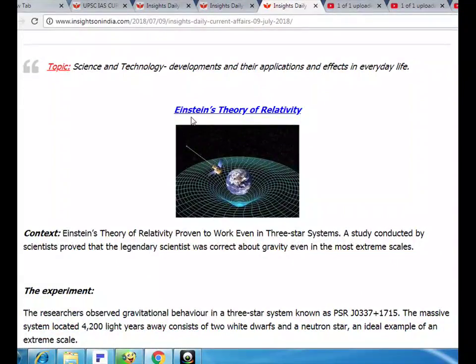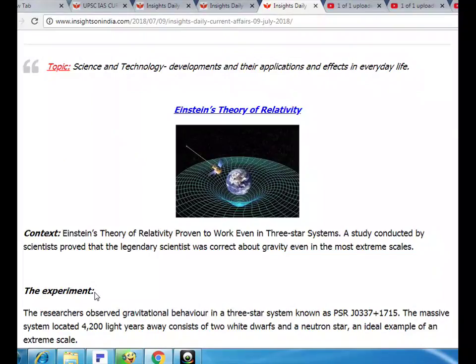Science and technology: developments and their applications and effects in everyday life. Einstein's theory of relativity. Context: Einstein's theory of relativity proven to work even in three-star systems. A study conducted by scientists proved that the legendary scientist was correct about gravity even at the most extreme scales.